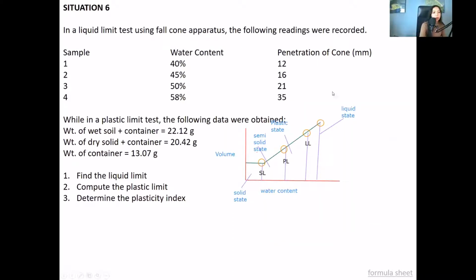Sorry class, if you want a screenshot of this, can you do it now? Because I need to remove it, I need to delete it, since it is different from the graph on the next slide. I'll remove it now, okay? Just make sure this is clear. We have 4 states: solid state, semi-solid, plastic state, liquid state. And what we are looking for are the SL, PL, LL. I will clear it now.